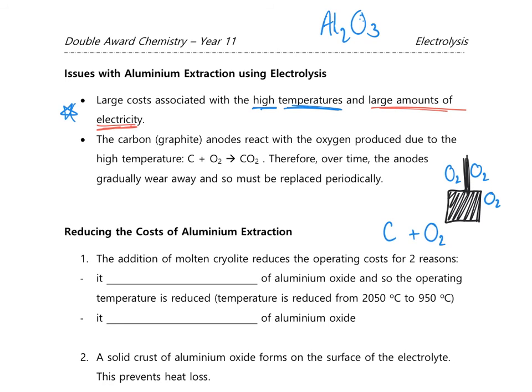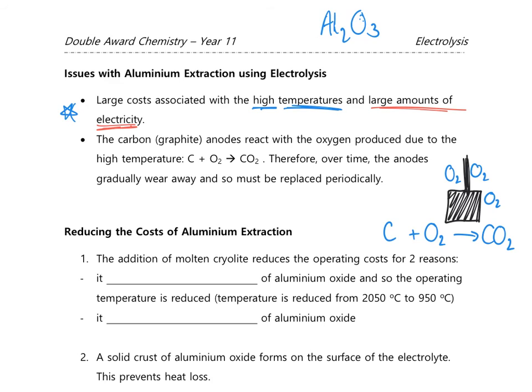And what happens is that the oxygen produced at the anode reacts with the carbon in the anode and it forms carbon dioxide. What do we know about carbon dioxide? Well, it's a gas. So when we're producing this carbon dioxide, the carbon is wearing away over time. I have solid carbon in my electrode, but when it reacts with oxygen, it forms a gas, and so obviously it bubbles away and is lost. Eventually over time we see that the anode wears away and we have to keep replacing it periodically.